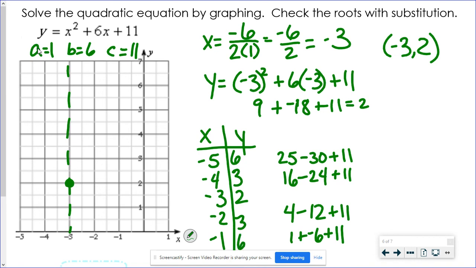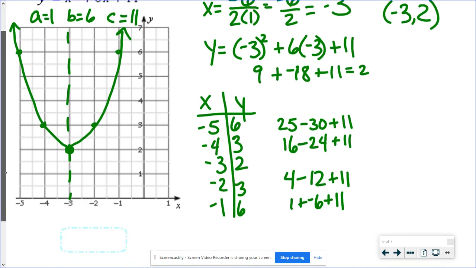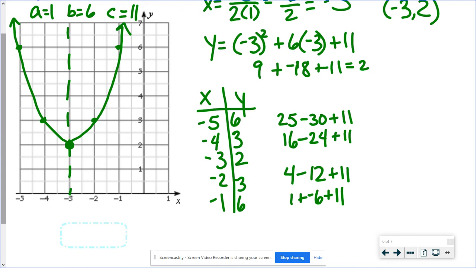So let's graph that. Negative 5, 6, negative 4, 3. That was my vertex. Negative 2, 3, and negative 1, 6. So here's my parabola. Now remember, the solution is where it crosses the x-axis. This does not touch the x-axis at all. This has no solution. Again, remember, we're looking at what makes the y equal to 0, and it's never equal to 0 on this one.